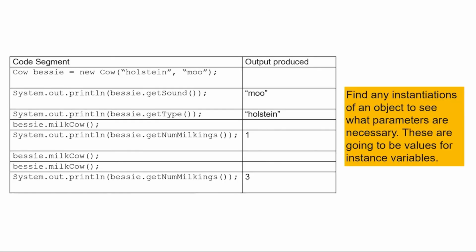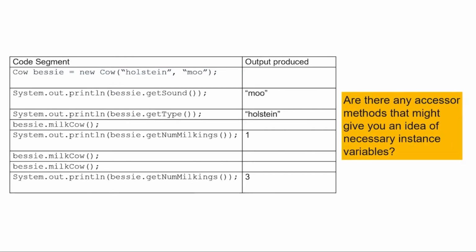You might want to start by finding any instantiations of an object to see what parameters are necessary. These are going to be values for instance variables. This line of code is an instantiation. The constructor Cow takes in two string parameters, Holstein and moo. Are there any accessor methods that might give you an idea of necessary instance variables? You have getSound, getType, and getNumberOfMilkings.